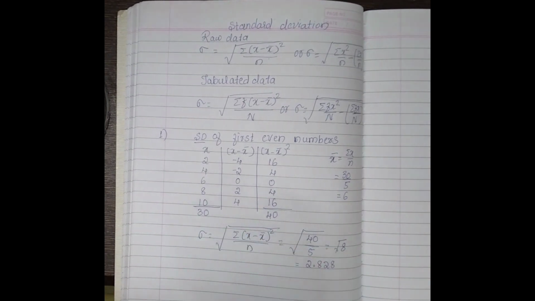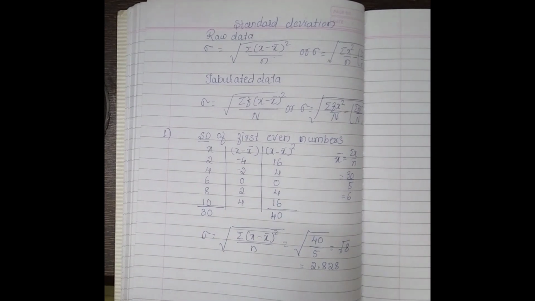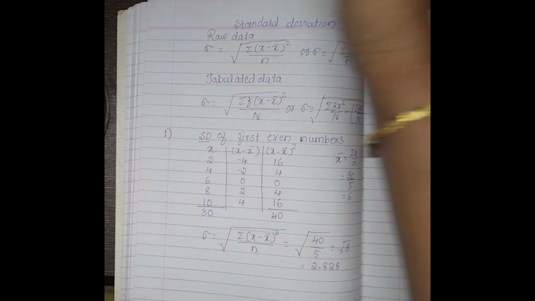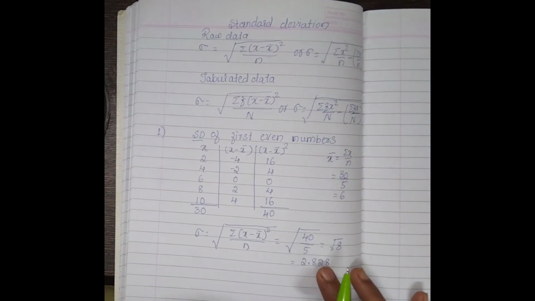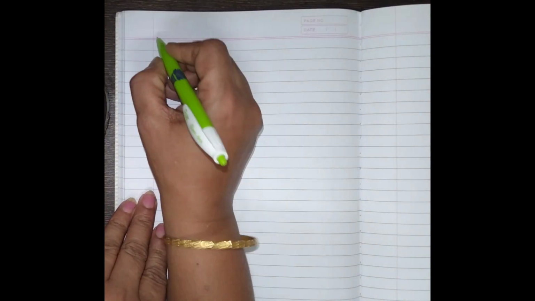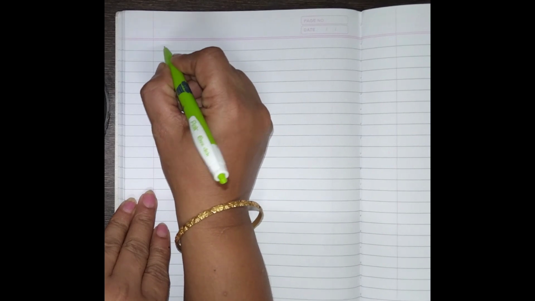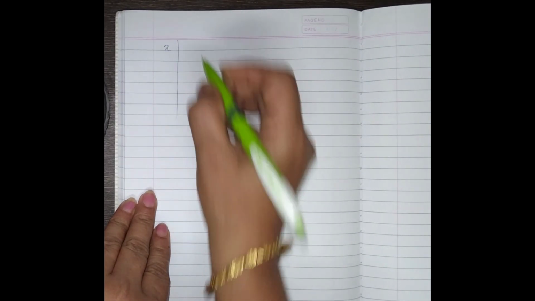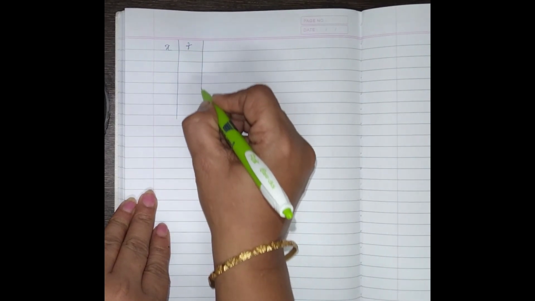Okay, this is for raw data. For a discrete case, I will take one example here, the discrete case from the textbook. Here the x and f, the frequency, is given.